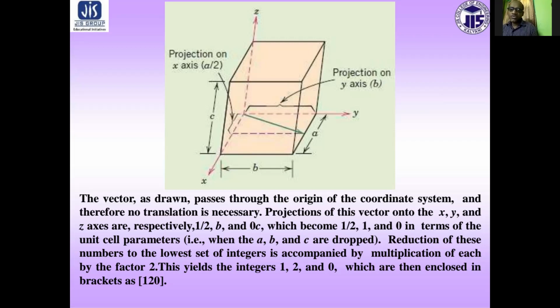Reduction of these numbers to the lowest set of integers is accomplished by multiplication of each by a factor of 2. So this yields the integers 1, 2, and 0, which are then enclosed in square brackets, that is [120].